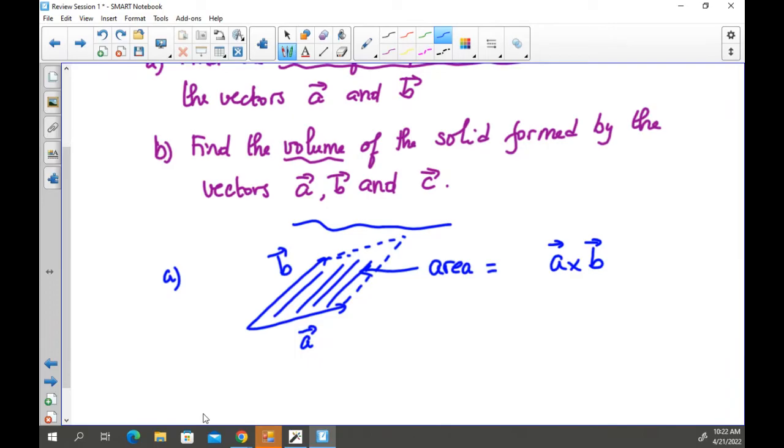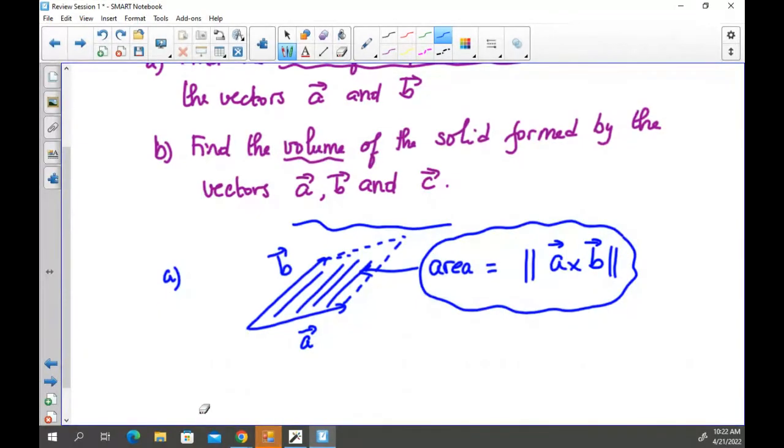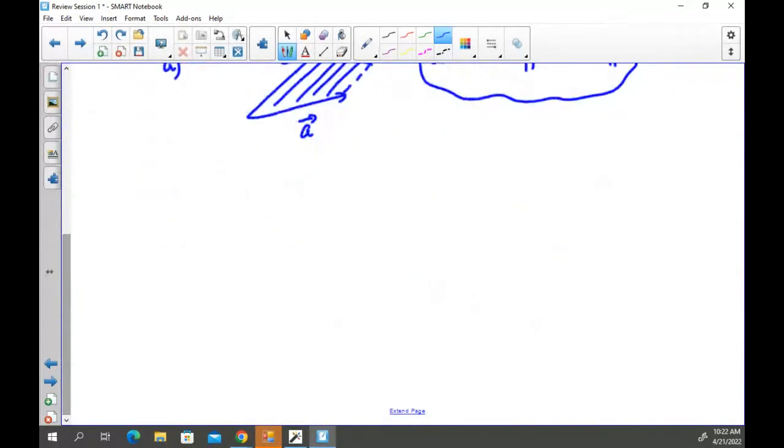The cross product is going to be a vector, yes? A cross B is going to be a vector. You have to take the magnitude. That is the rule, and I will remind you about the rules as we solve these questions. So you need to find the cross product of A and B, and then you take the magnitude of that cross product. That will give you exactly the area of this parallelogram.